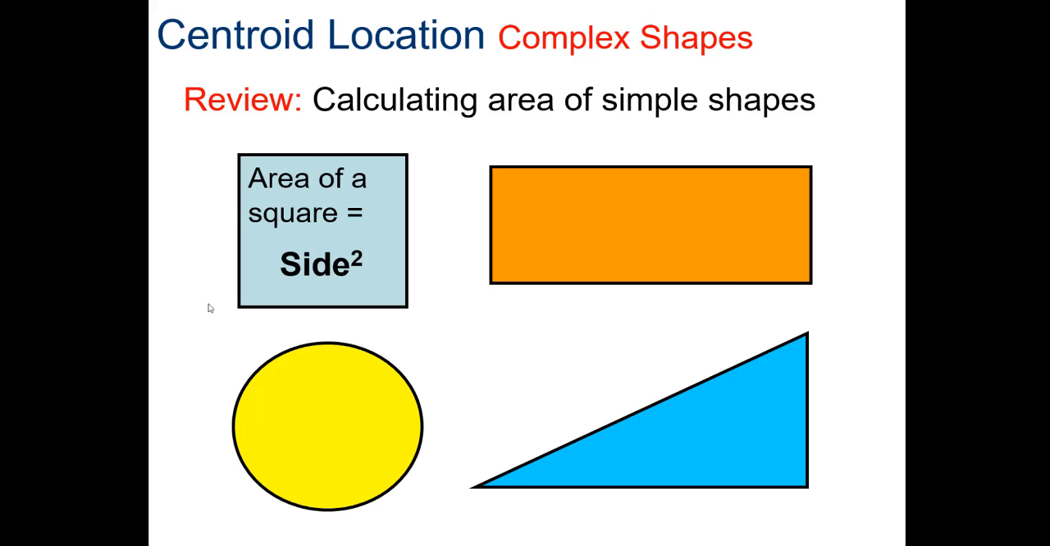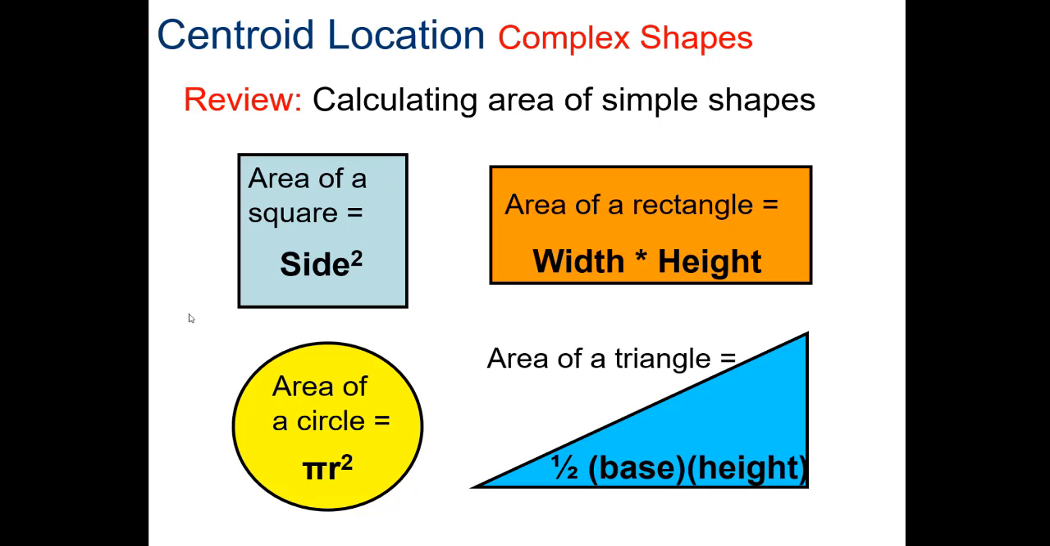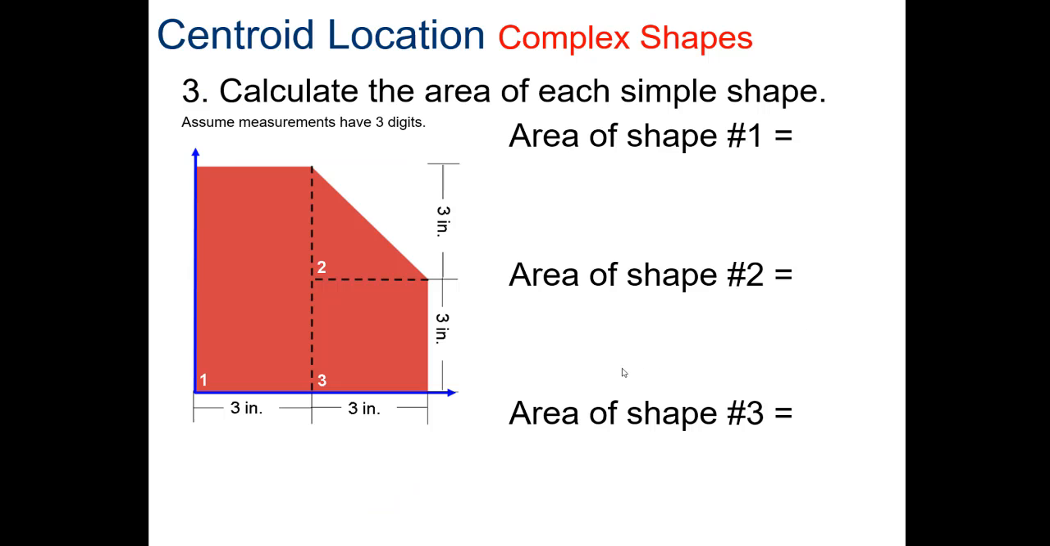And here on this slide, just as a reminder to you, we have the formula to find area of these various shapes, okay? Width and height. This could be width times height or side squared, either way. Area of a circle is pi r squared, okay? And 1/2 base times height for a right triangle. So let's go back to our shapes, okay?